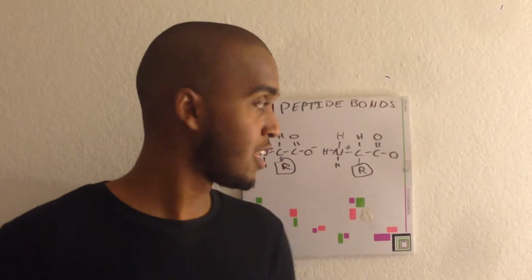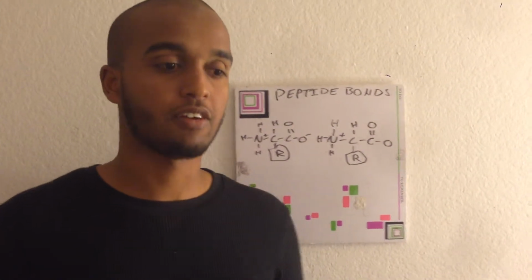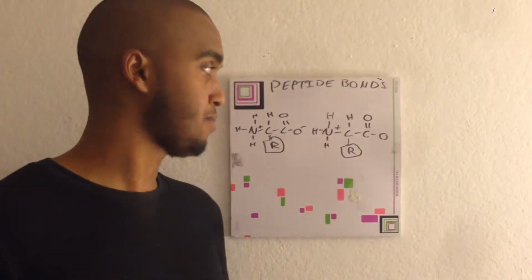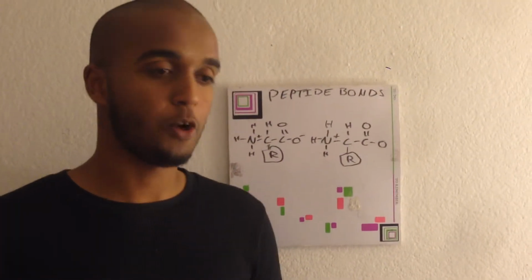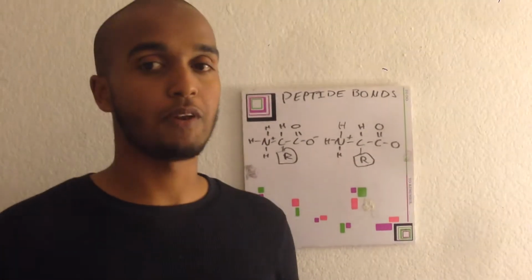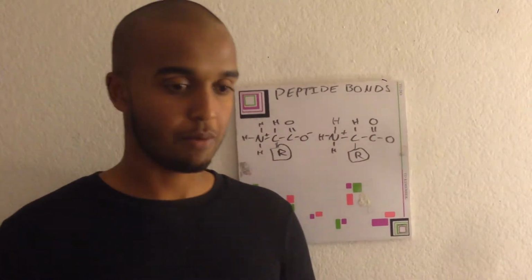Now, to begin, a peptide is simply amino acids bonded together. When you have one amino acid and another amino acid bonded together, that is simply called a dipeptide. We will be going over how to bond these two amino acids, or if you'd like to bond more than two amino acids, that is perfectly fine. And we will also go over how to name the peptide.